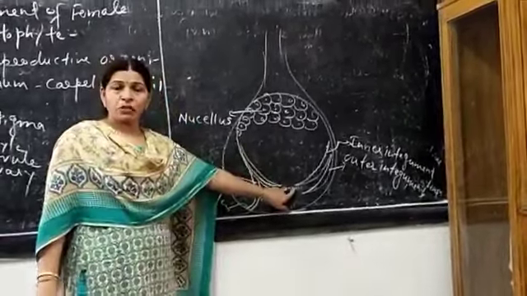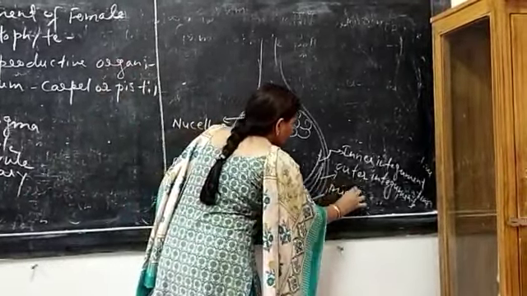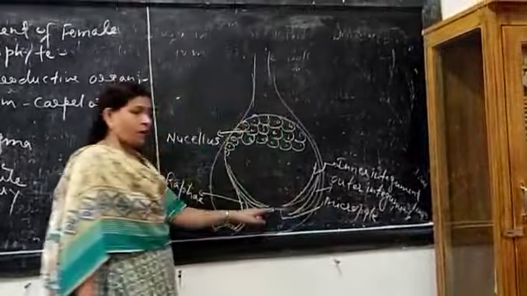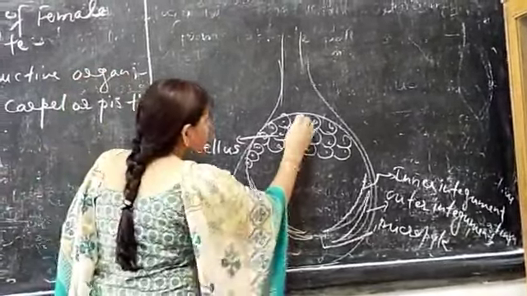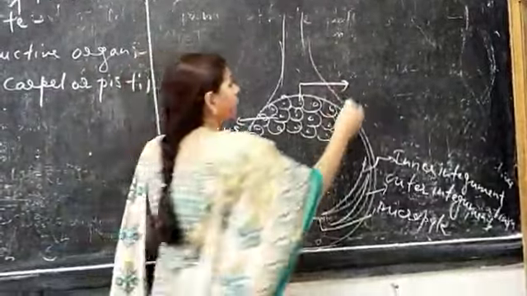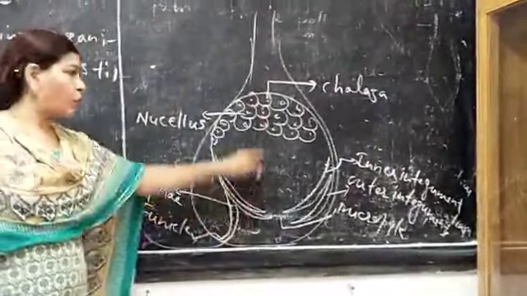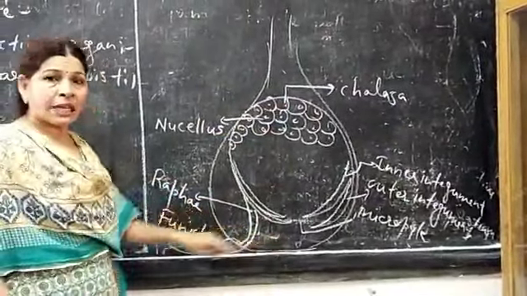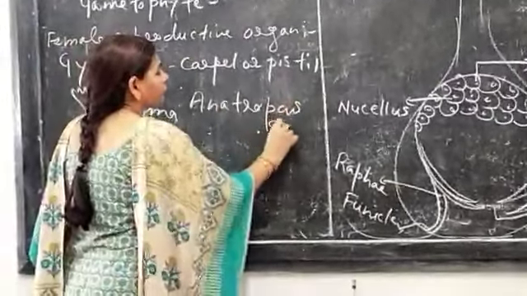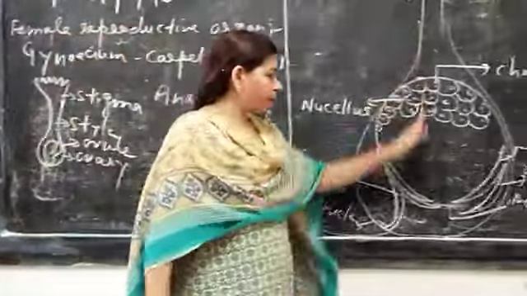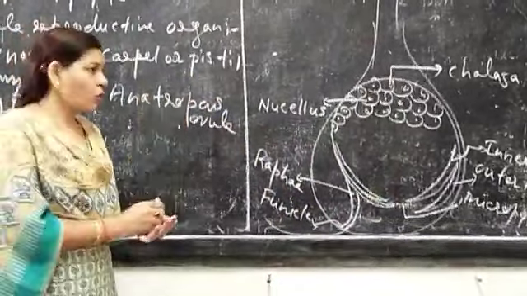There is a small space or pore where the integuments are absent. This small minute pore is called the micropyle. The micropyle is the space where the pollen tube enters the ovule. And just opposite the micropyle, the region is the chalaza. So chalaza and micropyle are both vertically situated. When the chalaza and micropyle are both vertically situated, this type of ovule is called an anatropous ovule.